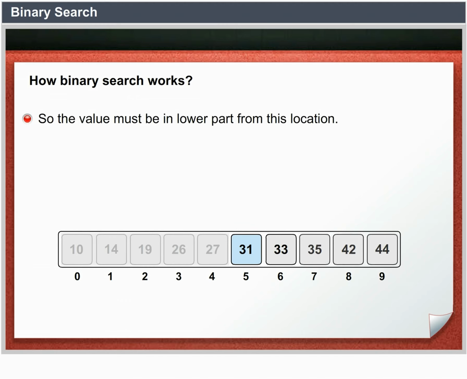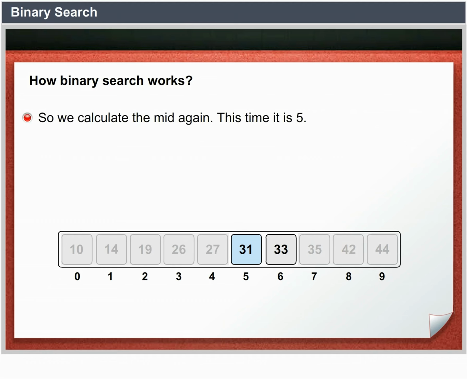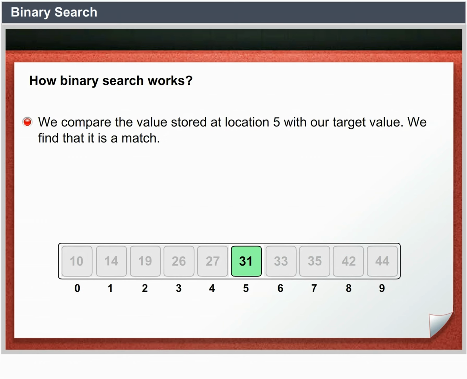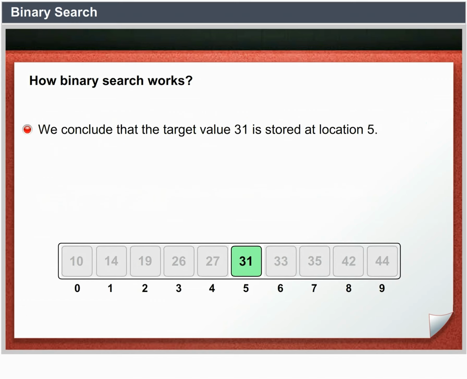So the value must be in the lower part from this location. So we calculate the mid again. This time it is 5. We compare the value stored at location 5 with our target value. We find that it is a match. We conclude that the target value 31 is stored at location 5.